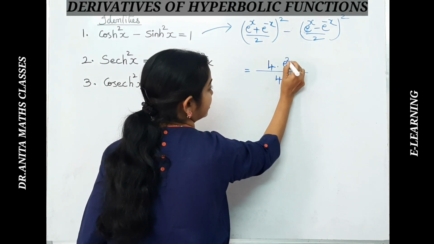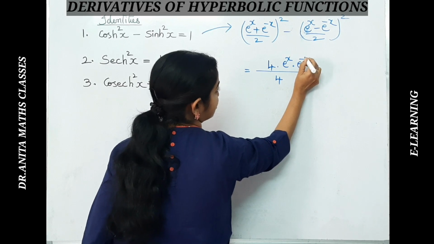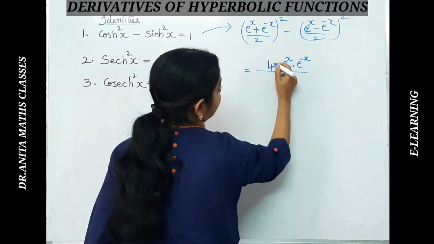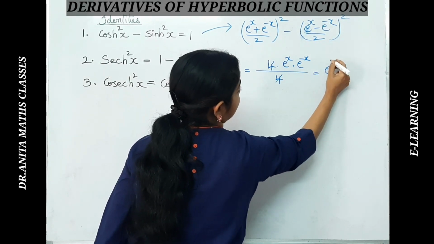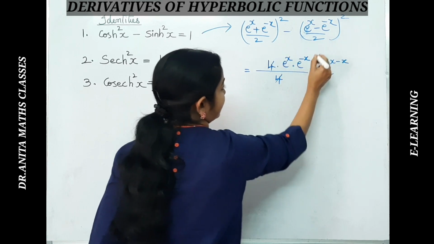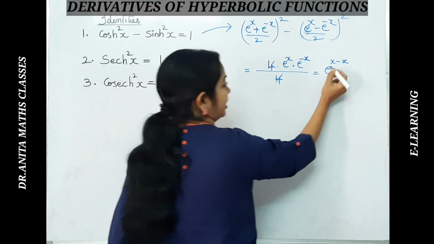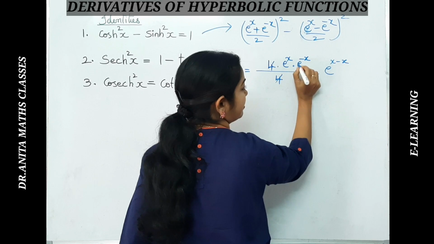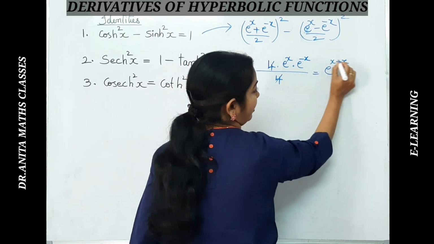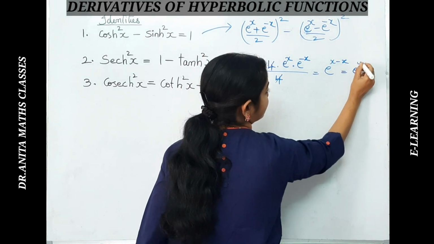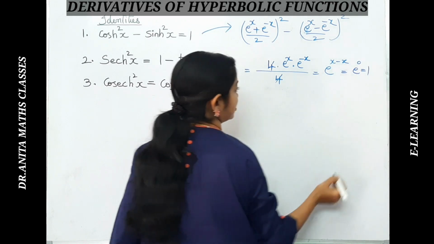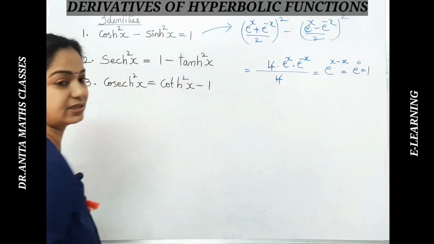Here a is e raised to the power of x and b is e raised to the power of minus x. So if you cancel off this, this comes to x minus x, because they are exponentials. a to the power of m into a to the power of n is a to the power of m plus n. So that comes to e to the power of 0. Anything to the power of 0 is 1. So that is the first identity.